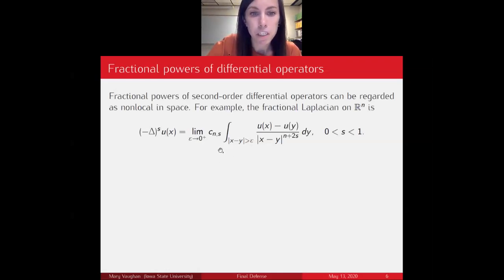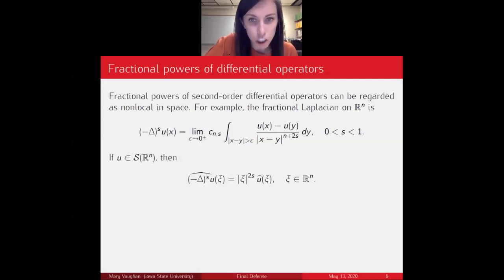Here we have this limit. This is a principal value integral, and that just has to do with the absolute convergence of the integral. Now, here, unlike fractional derivatives, this is not one-sided. We need to know the values of u in every direction to be able to compute this.